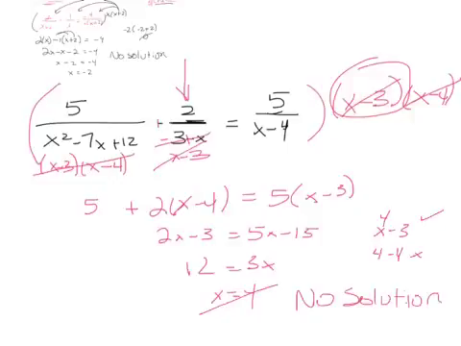Remember, an answer we can solve for, but when we substitute it back into the denominators, if it causes the denominator to be 0, it's not an allowable solution, therefore it is no solution. If I had two solutions and one of them worked but one of them didn't, do I still have a solution? Yes, because the one that does work is still a solution.